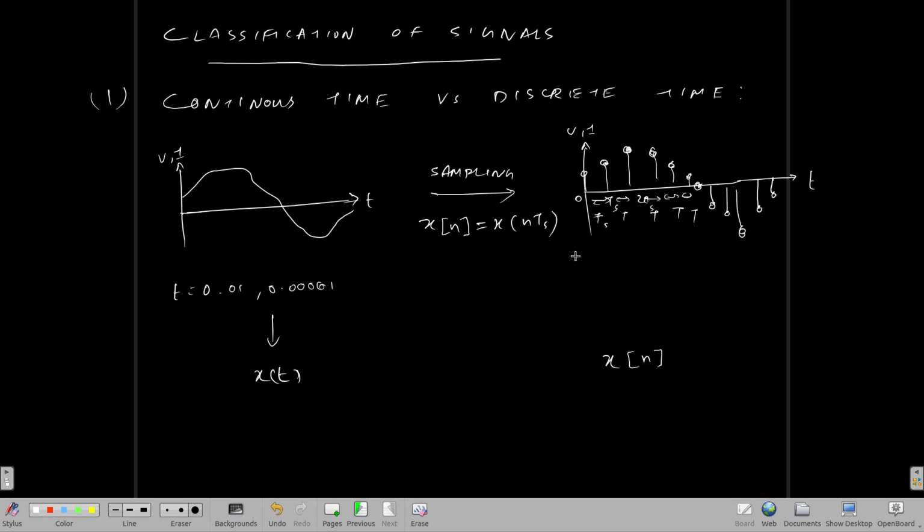Here n is 0, plus or minus 1, plus or minus 2, and so on. These are integer values. From the actual continuous time signal, we are taking values at 0, x(0). So we can write x[n] as a sequence of values: x(0), x(1), x(-1), x(2), x(-2), and so on. This is a sequence, a collection of values, obtained from the actual continuous time signal.